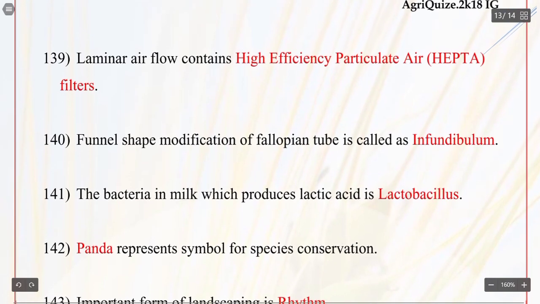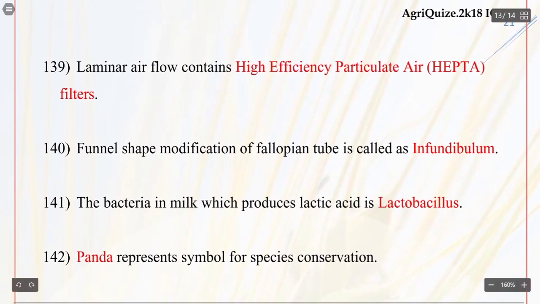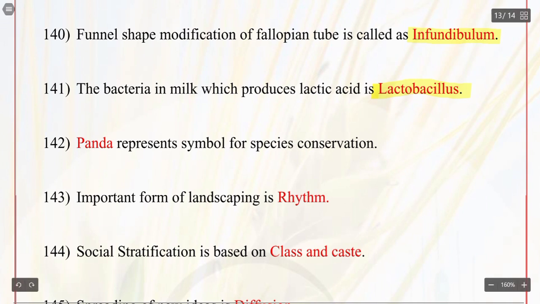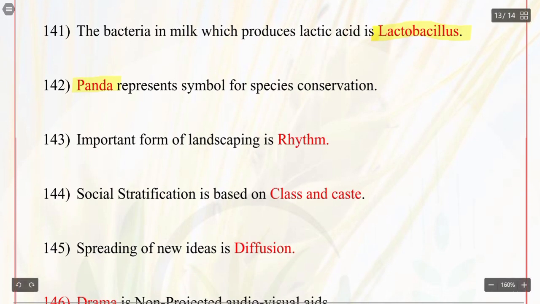Next, laminar airflow contains high efficiency particulate air filters. Next, funnel shape modification of fallopian tube is called as infundibulum. Question 141. The bacteria in milk which produces lactic acid is lactobacillus. Next, Panda represents symbol for species conservation. Next, important form of landscaping is rhythm.